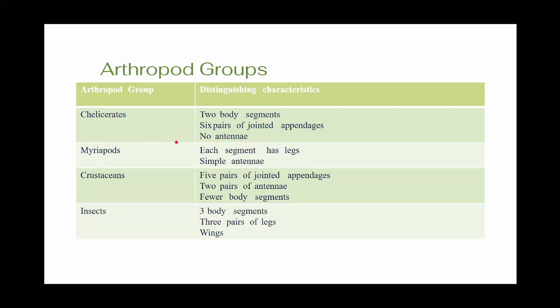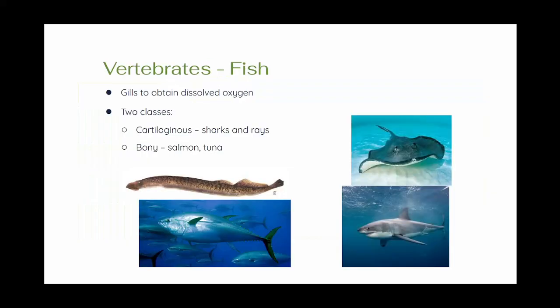It's a simple entity. Crustaceans have 5 pairs of joint appendages and fewer body segments. Insects, we all know that. They have 3 body segments, 3 pairs of legs, and wings.